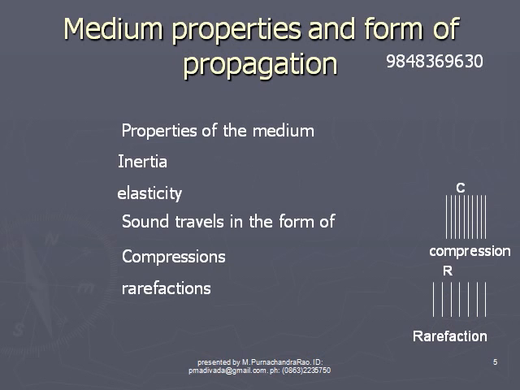A compression is a region of slightly high density and high pressure, and a rarefaction is a region of low density and low pressure. These two are indicated by the lines shown at the right. In the upper one it is compression, the lower one it is rarefaction.